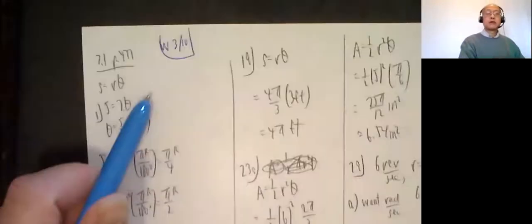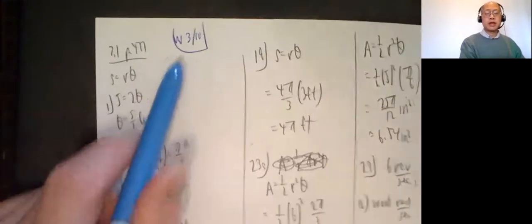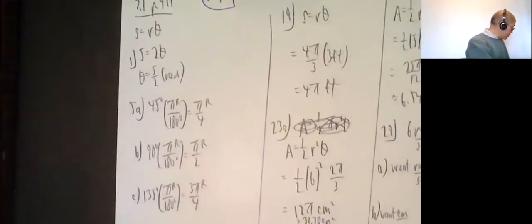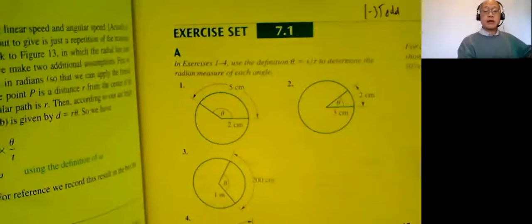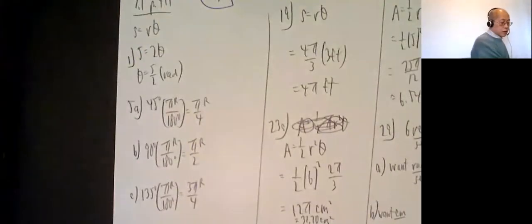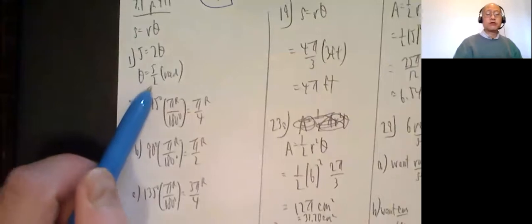All right, so 7.1, page 477, supposed to be from Wednesday the 10th. S equals R theta. So question 1, 5 is equal to 2 theta. Here's the picture. The arc length is 5. The radius is 2. Okay, so I just plug it in. 5 equals 2 theta. So theta is 5 over 2 radians.